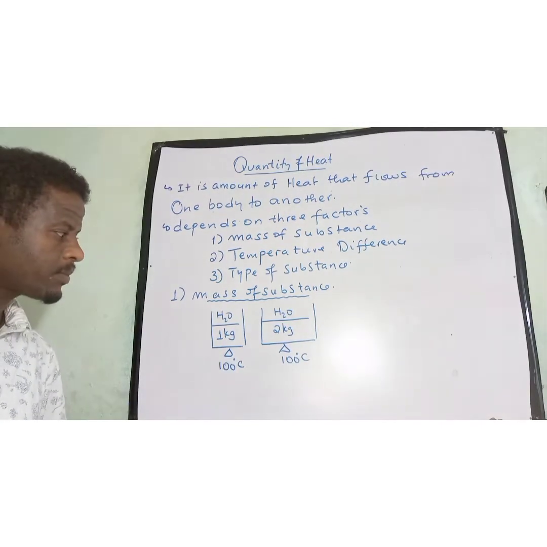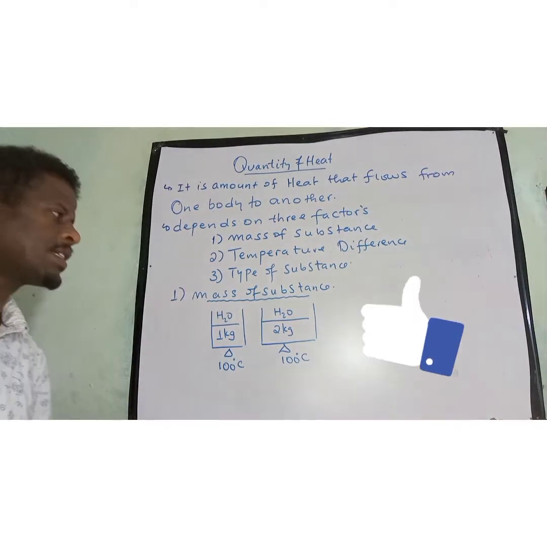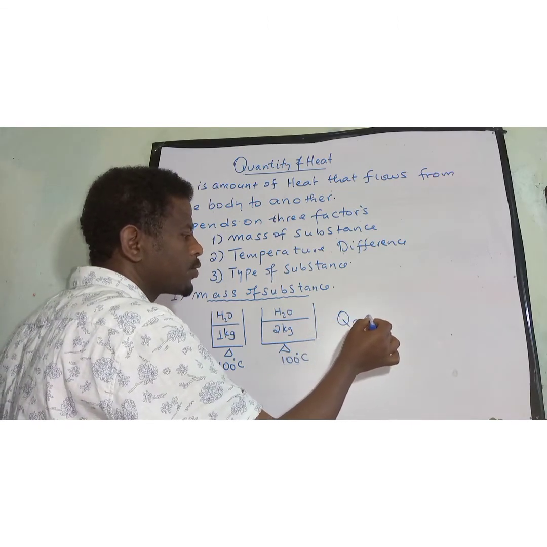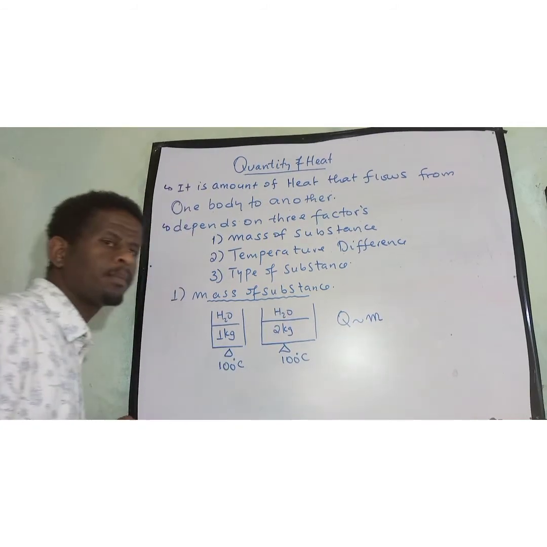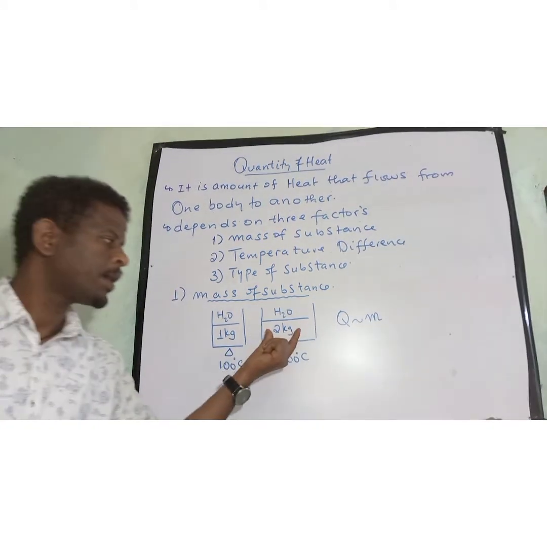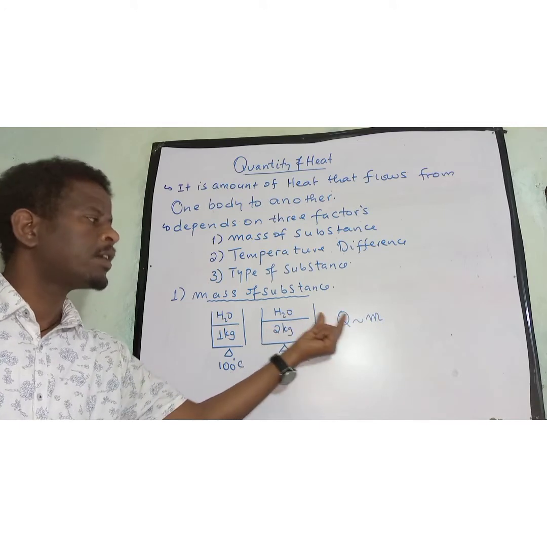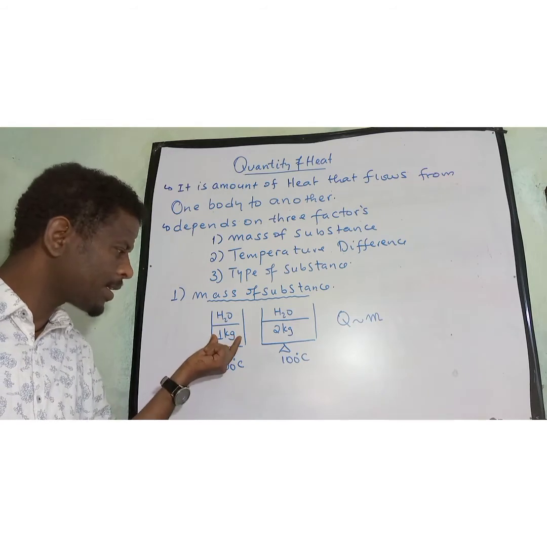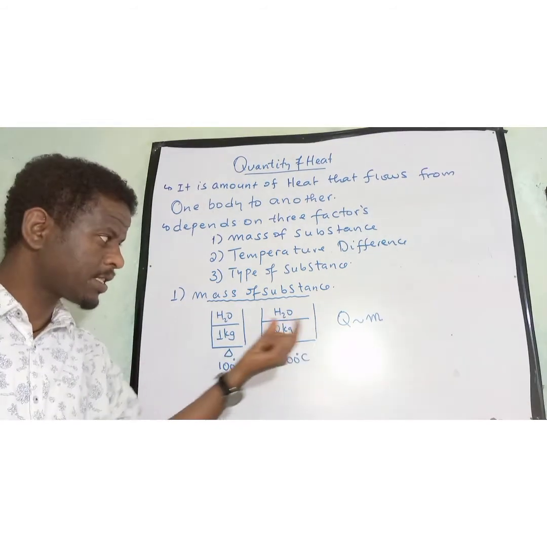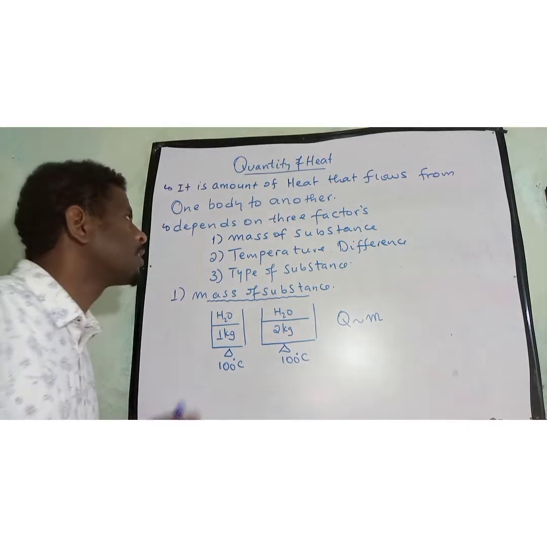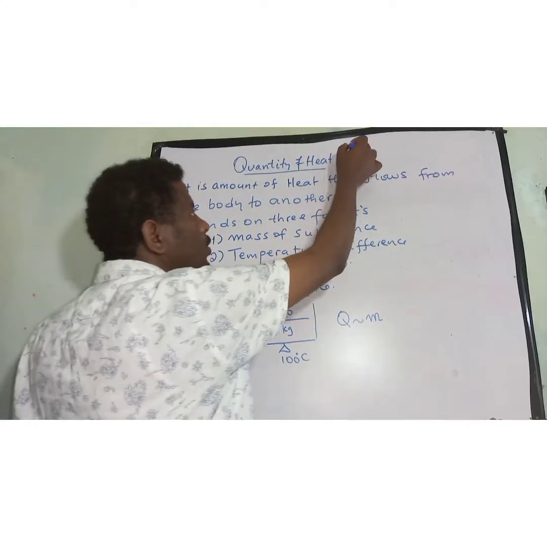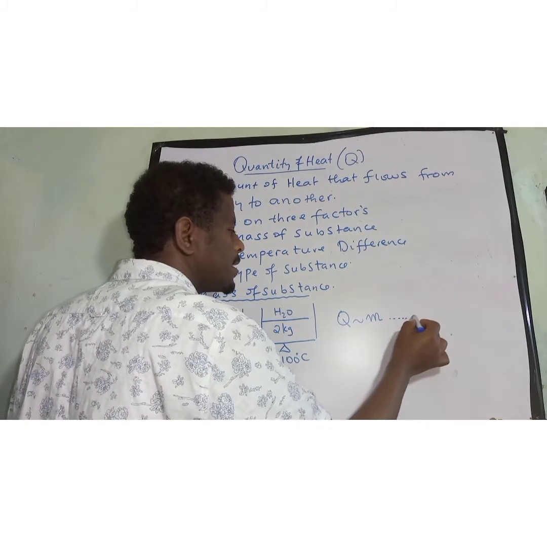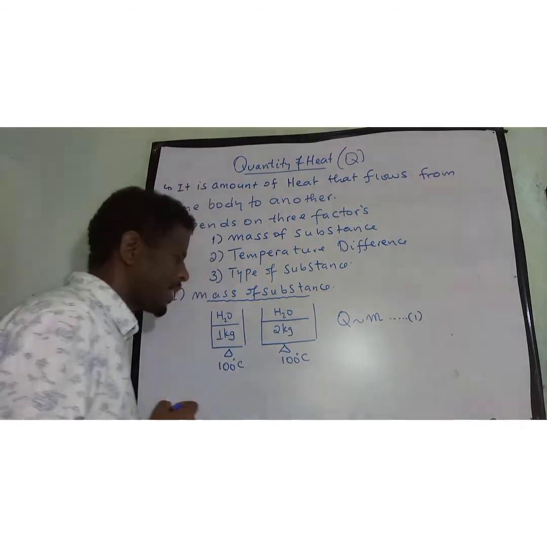When you compare the quantity of heat for these two cases, the quantity of heat is directly proportional to mass m, which means when mass increases, it takes more energy or more heat. When mass decreases, it takes less energy. Therefore, quantity of heat, which is denoted by Q, depends on mass. This is our first case.